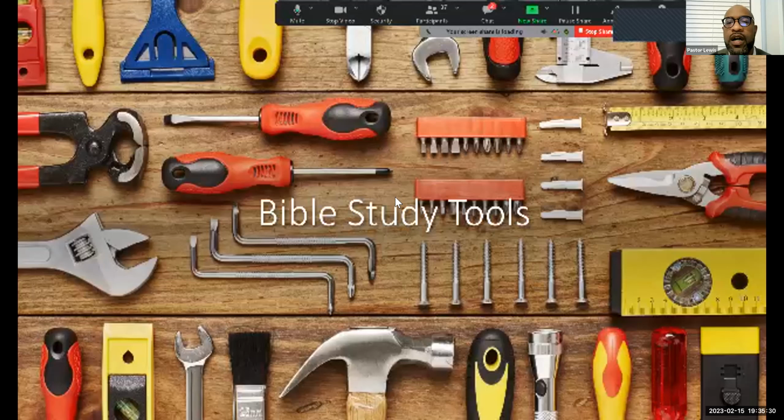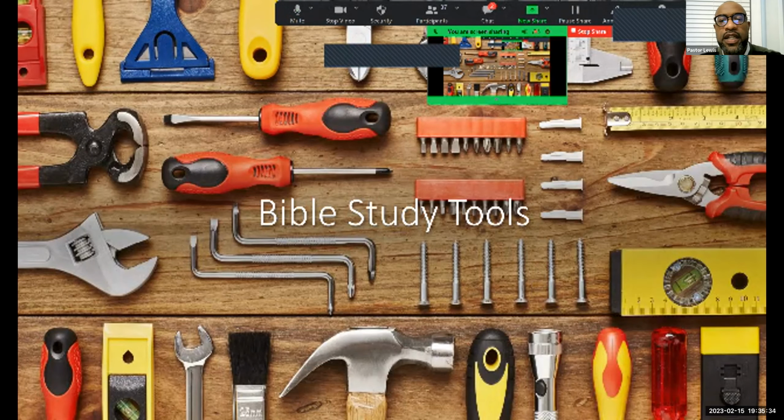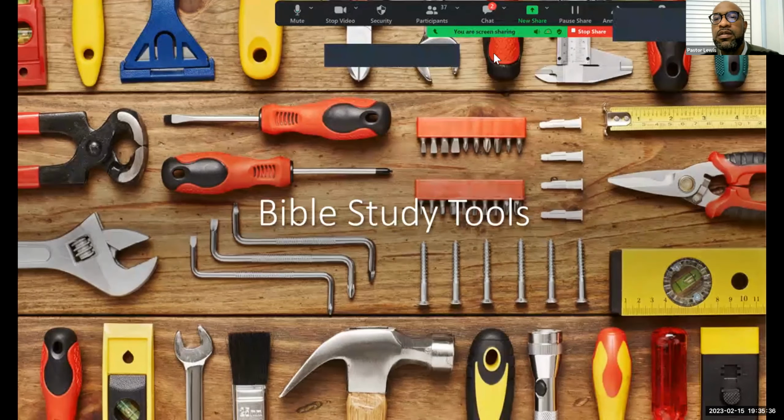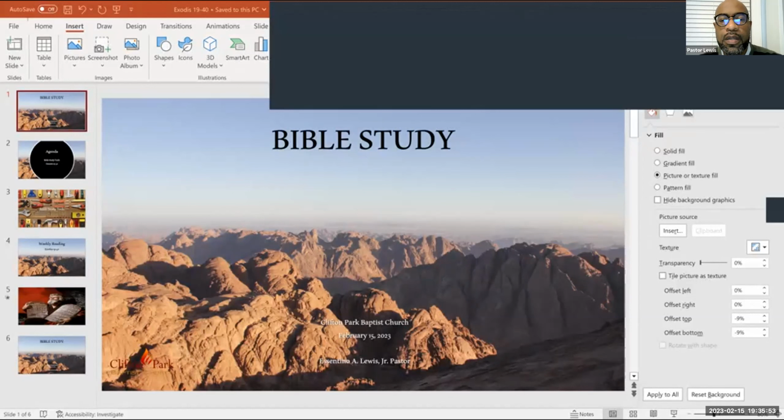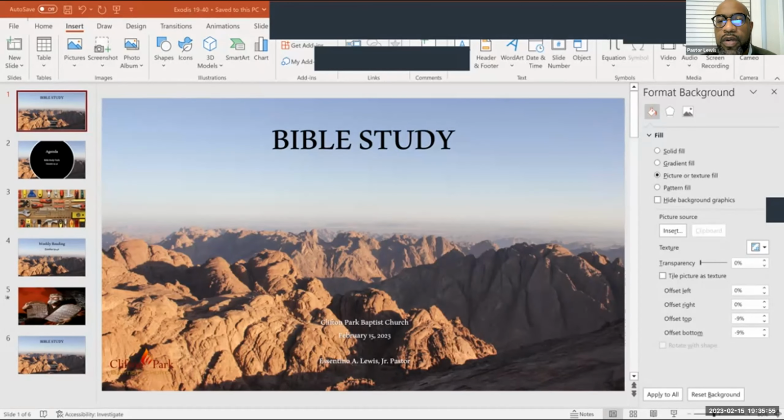I want to pull up one more piece here to talk about the Bible. Let me exit out of this. Let me stop the share. See if I can get this pulled up. I think this is it. Bear with me a second. I'm not seeing what I want to see.